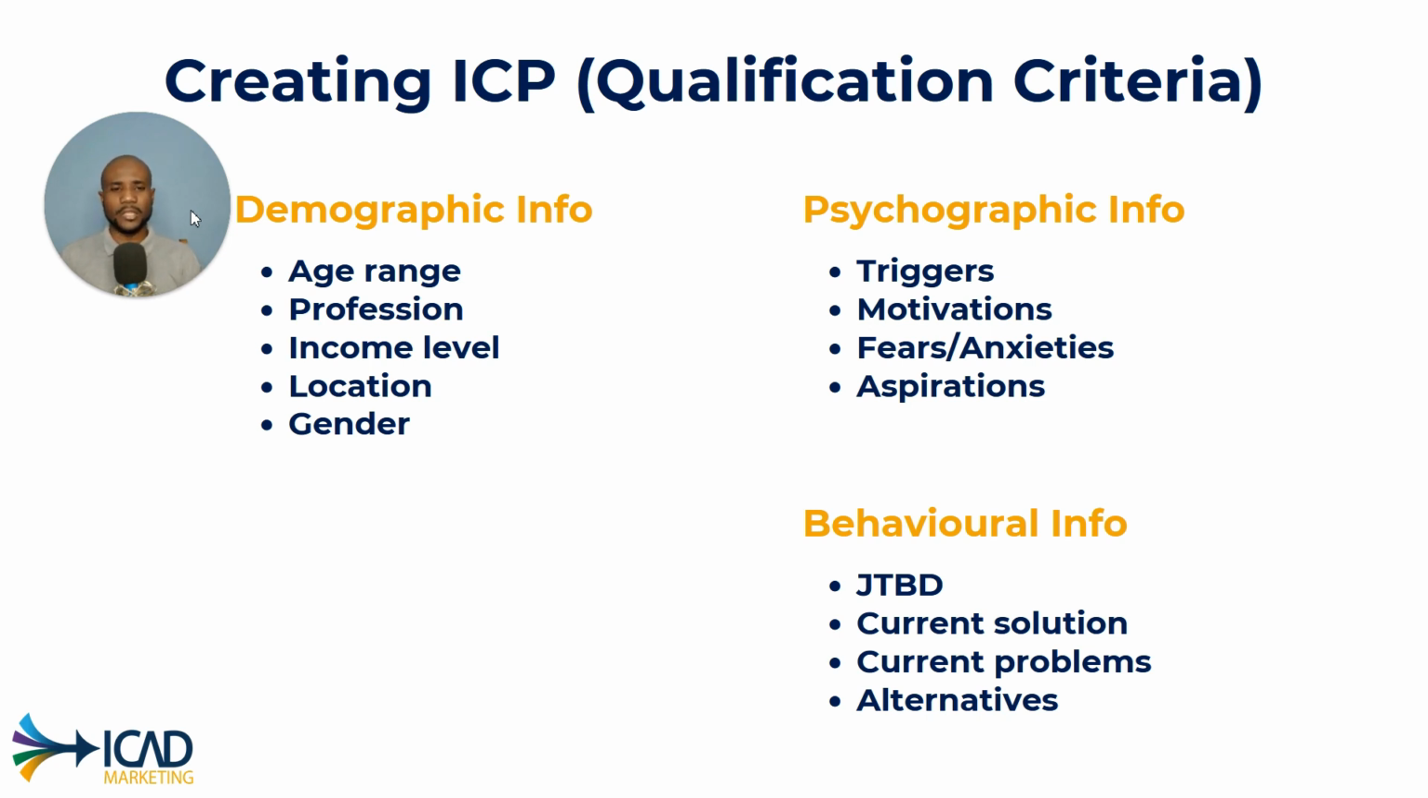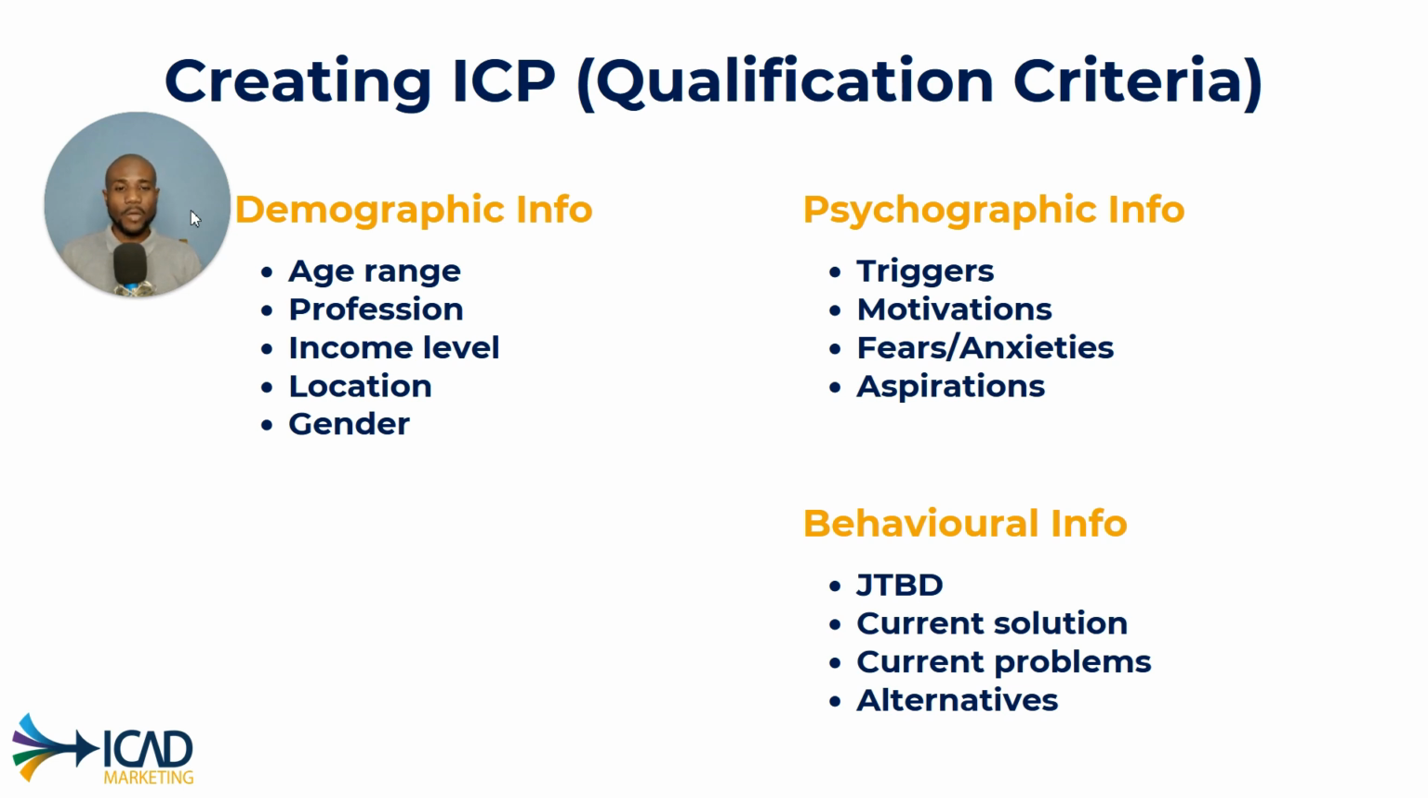Psychographic info, such as what were the triggers that led to them wanting to search for a solution, what were their motivations in terms of what they were hoping to achieve, what are some of the fears and anxieties that either led them to search for a solution or would have prevented them from purchasing our client solution. And then the final thing is, what are those aspirations, what is the particular outcome that they were hoping to get from using this particular solution.